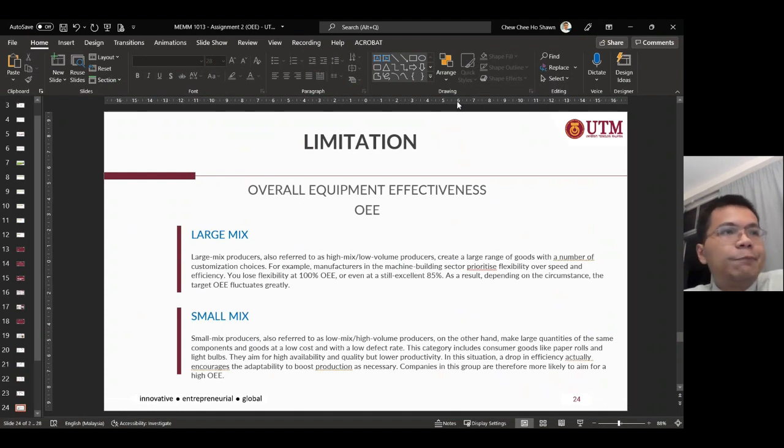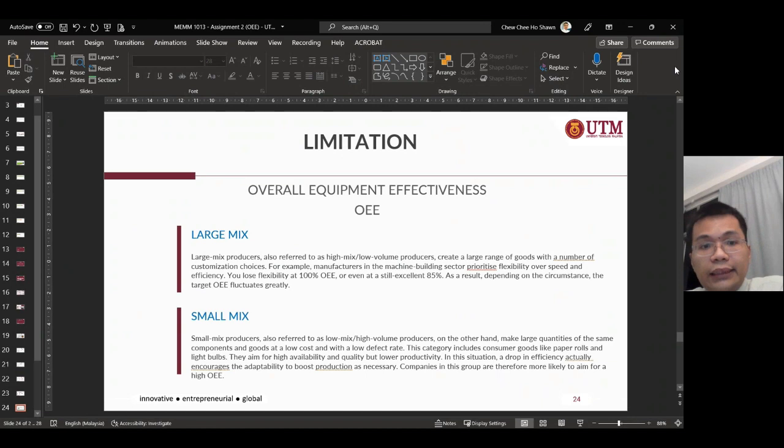So when we come to the small mix, by contrast, a small mix manufacturer is also known as low mix, high volume. They produce mass quantities of the same parts and products at a low cost and with a low defect rate. Consumer products like light bulbs and rolls of paper fall into this category. They strive to have high quality and availability, but lower efficiency. In their case, a dip in efficiency actually fosters the flexibility to increase production as needed. As a result, a company in this group is more likely to target a high OEE.